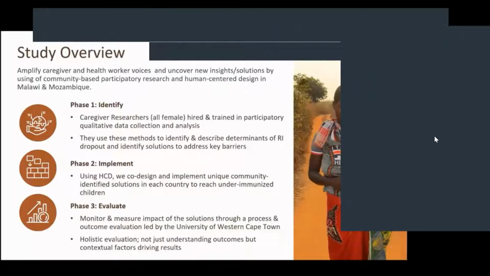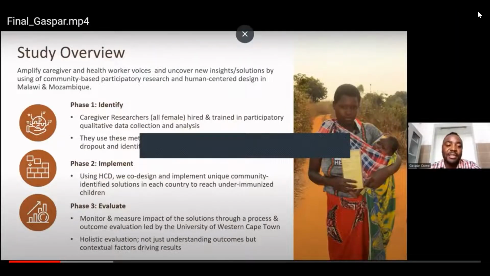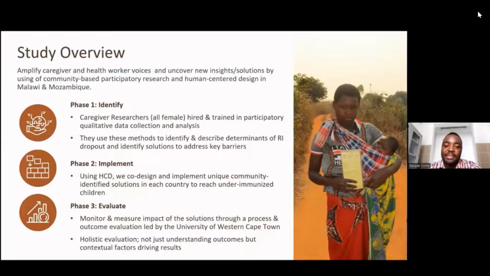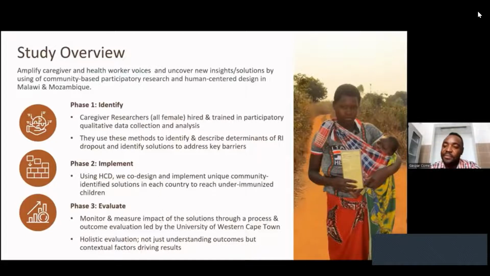So the study was divided in three phases, the first one of identification, the second one of implementation, and the last one of evaluation. Over the first phase of identification, caregivers were hired and trained in qualitative data collection and analysis. In the second phase, implementation, we used a human-centered design approach to co-create and implement solutions to address the problems identified in the first phase. The last, the third phase, is evaluation, where we will be monitoring and measuring the impact of the solutions we are implementing. For this, we have a strong partnership with the University of Western Cape Town, and we expect they will be conducting a holistic evaluation to understand outcomes, but also the contextual factors driving the results we will generate.